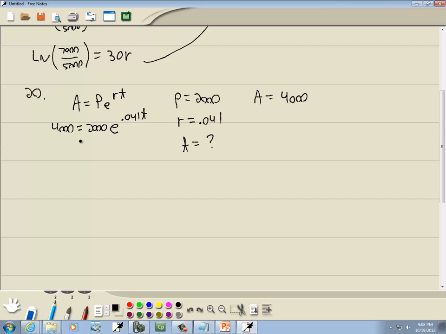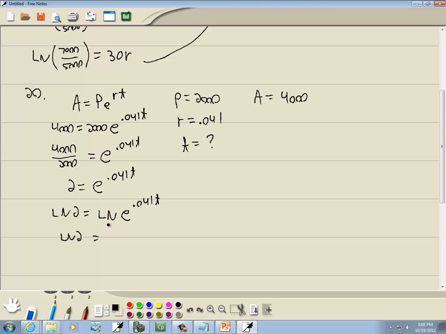t. Now again, we want to get the part of the variable in the exponent by itself, so I'm going to divide both sides by 2,000. And get that. Now 4,000 divided by 2,000 is 2, just to simplify it a little bit. Take natural log of both sides. This is how you solve an exponential equation. And we get natural log of 2. Natural log of e cancels away, and you got 0.041 t. And then we want to divide both sides by 0.041 to get the t by itself.